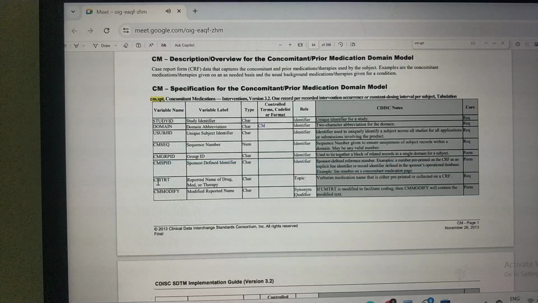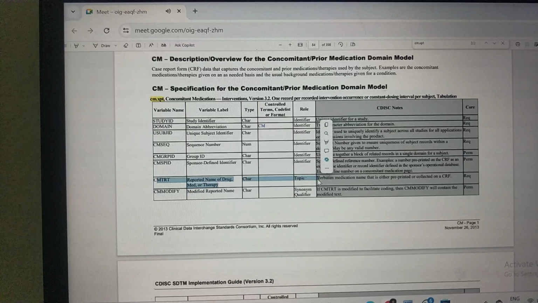Then the CMTRT. CMTRT is nothing but the treatment name, the reported name of the drug, medication, or therapy. CMTRT is an important variable and the topic variable of your concomitant medication domain. So CMTRT is the topic variable. Okay. So what kind of information can we map to CMTRT?